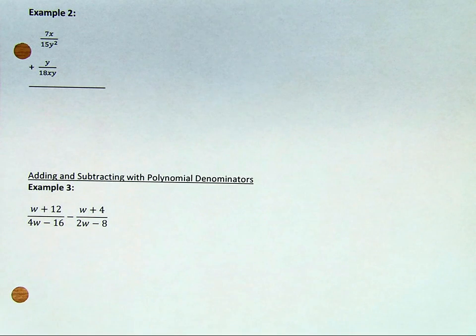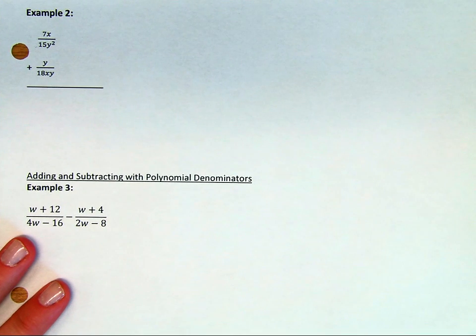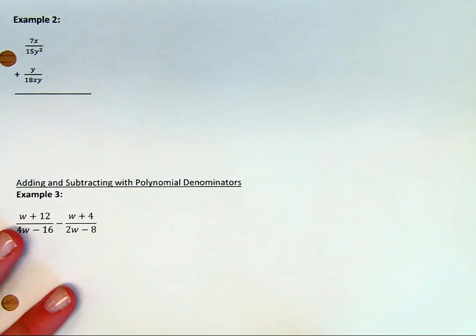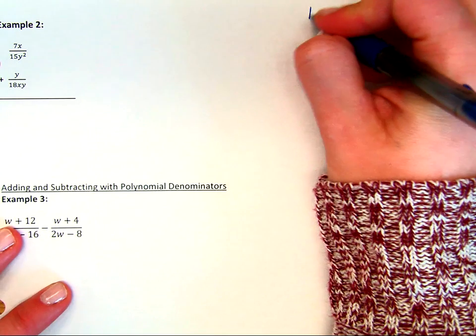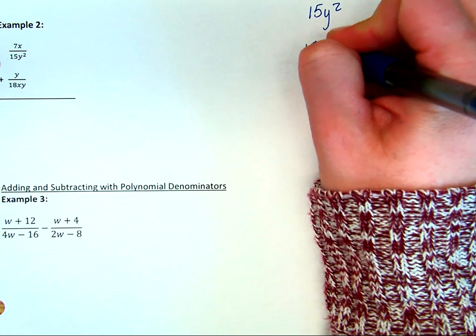Okay, hopefully you tried that one on your own, but here's how you do it. So I have two different denominators, so I can't add them yet. I need to get a least common denominator. So I'm going to go over here, and so 15y squared and 18xy.